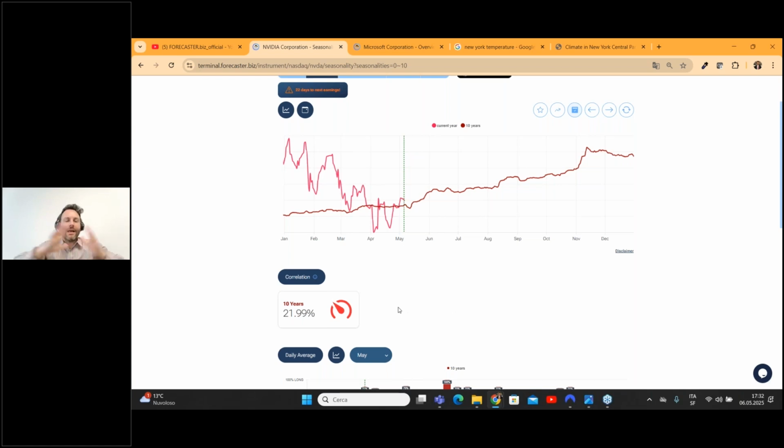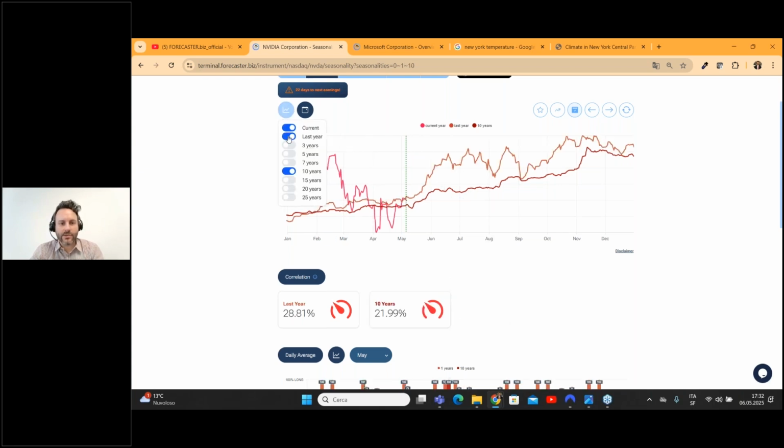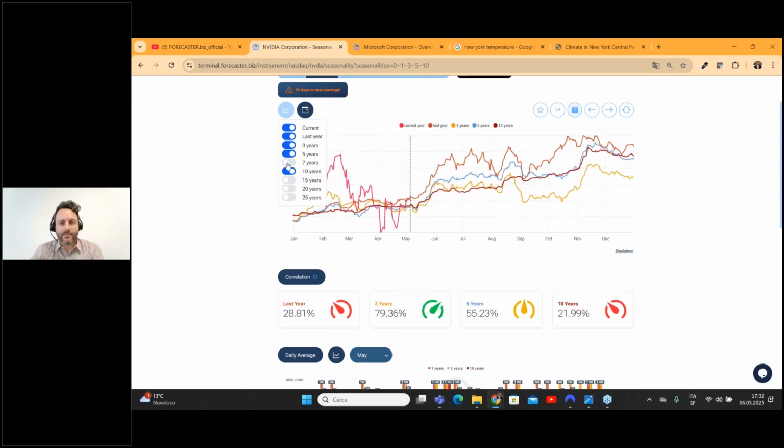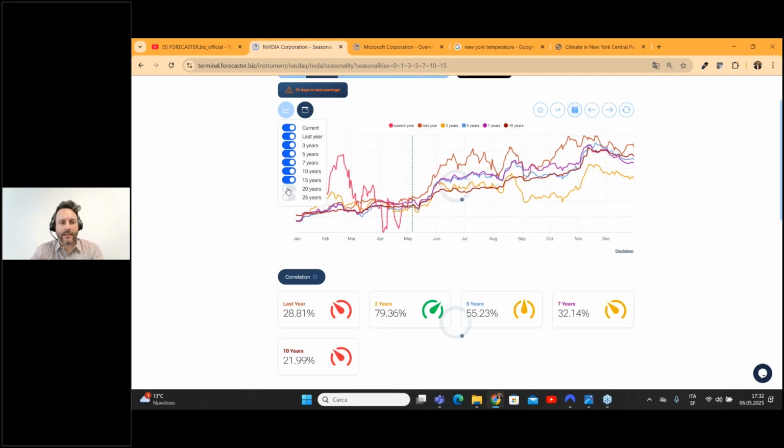It means on 100 days, only 22, 23 days are doing the same as what happened in the last 10 years, okay? And this is a very nice piece of information, because if the current year is not performing like the seasonality, it means it's better not to use that seasonality. So what we can do, we can just go to the chart, to the seasonality tool, and add all the other seasonalities. Let's add all the seasonalities.